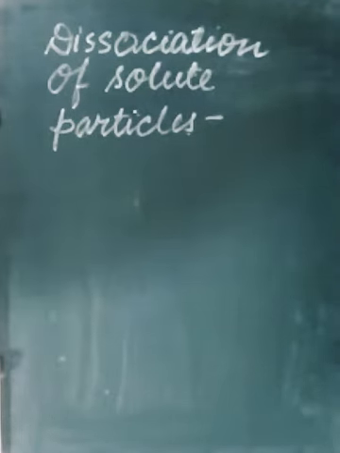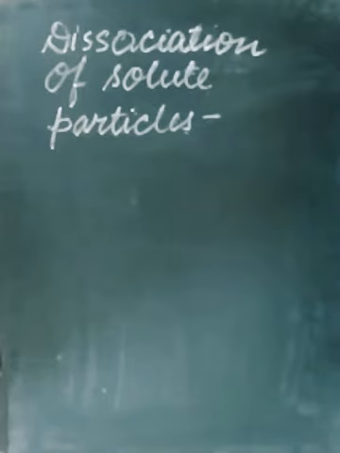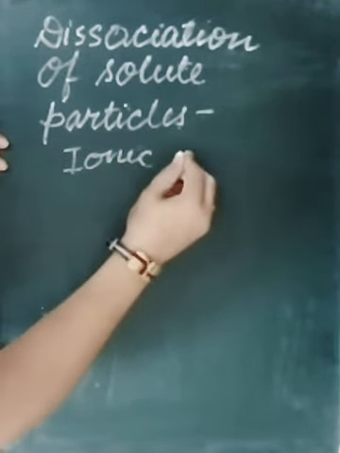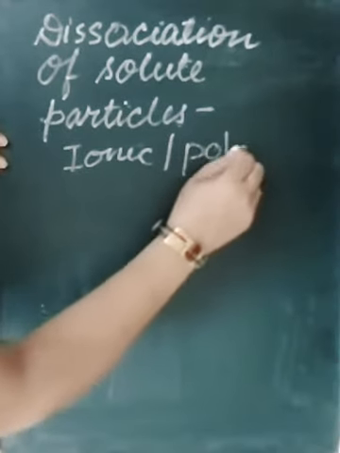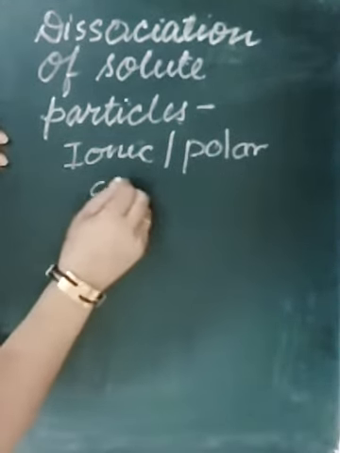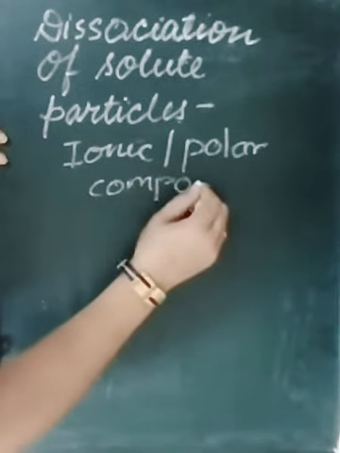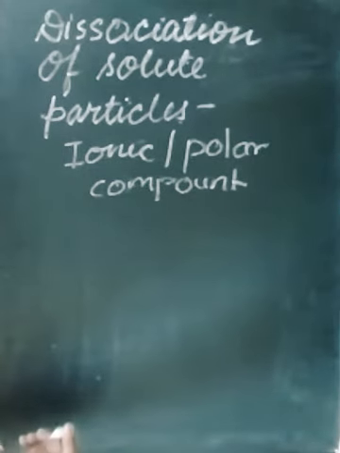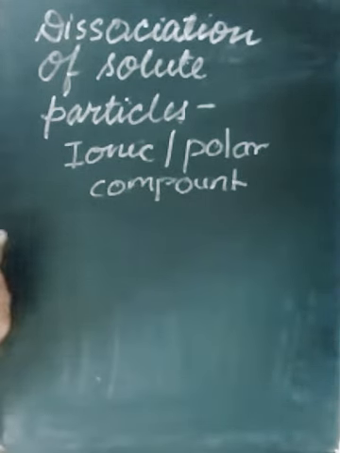We had studied abnormal molar mass due to association of solute particles. Now we are going to study how dissociation of solute particles affects the molar mass. That means abnormal molar mass due to dissociation of solute particles. We know we have ionic compounds or polar covalent compounds. Ionic compounds or polar compounds dissociate when dissolved in a solvent, polar solvent or water, into its ions.